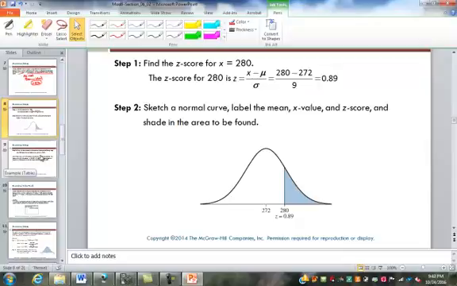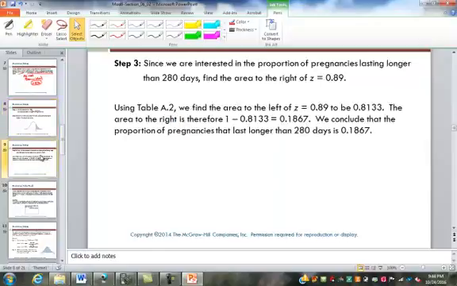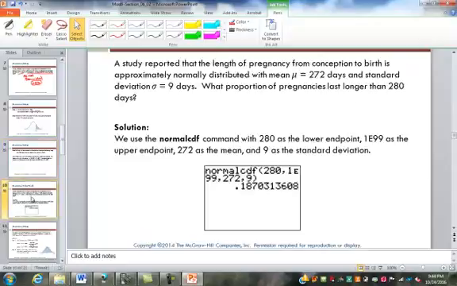Again, like I said, I'm skimming. I know I'm skimming through the table real fast, but we're not going to use the table for this course. Since we are interested in the proportion of pregnancies lasting longer than 280 days, it's to the right of that, so we had to subtract it from 1. Here's our calculator command. This is exactly what I just put in. Notice they put in the mean and standard deviation as well. I got the 0.1870 as I did.